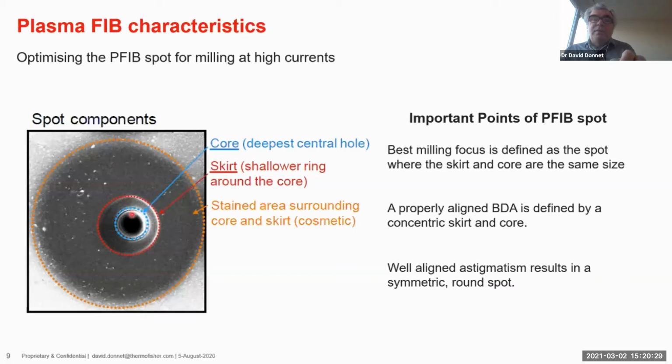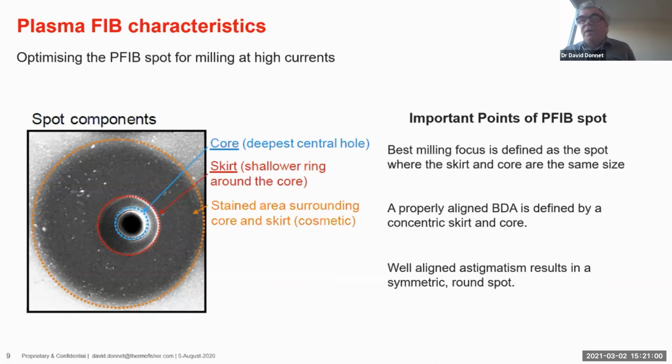There's a core, there's a skirt, and there's a stained area that we don't need to worry about. This is just cosmetic. But we need to think about the core and the skirt. They should be as close to the same size as each other. They should be concentric with each other, and they should be round. And we're able now to align the column in a semi-automated fashion, or soon in a fully automated fashion.